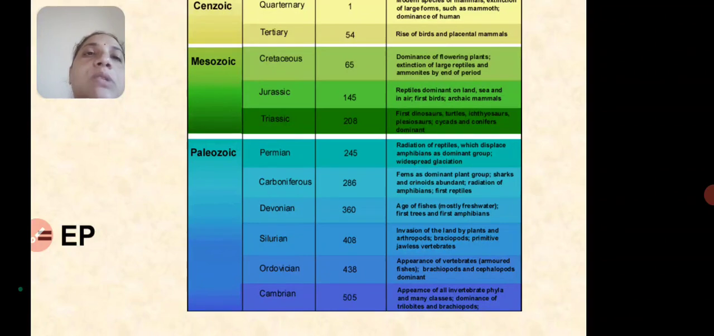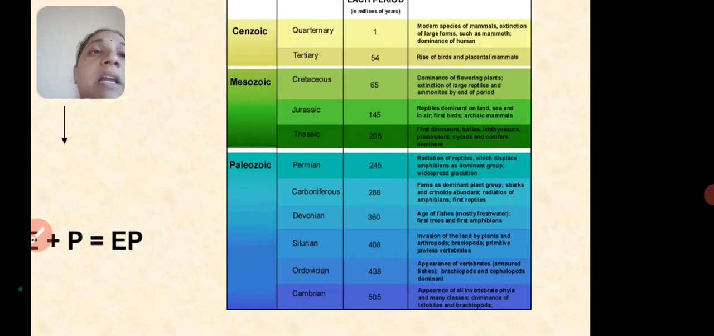And the previous was the Paleozoic era. In the Paleozoic era: Permian, Carboniferous, Devonian, Silurian, Ordovician and Cambrian. These are the 6 periods we find in the Paleozoic era. Taking millions of years ago, the Permian period is 245 million years ago, the Carboniferous 286 million, the Devonian is 360, Silurian is 408, Ordovician is 438, and Cambrian is 505.